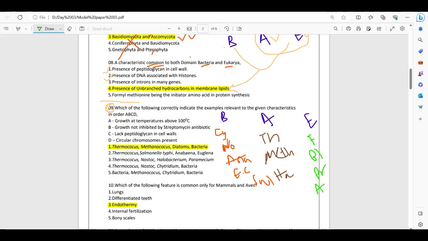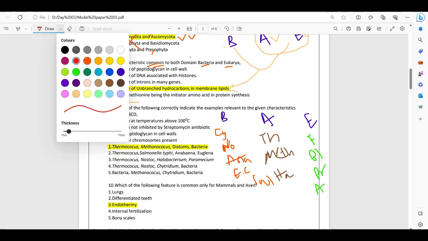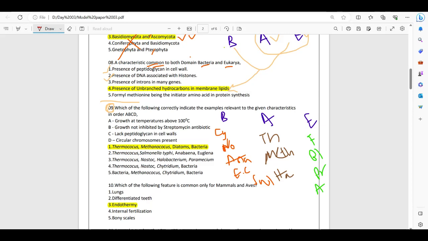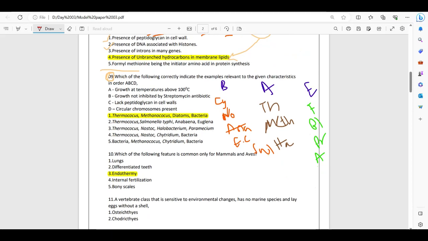So I will be writing B, A and E with regards to each and every domain present in these examples. So the first one, Thermococcus, is from domain archaea, and Methanococcus again domain archaea, diatoms from kingdom Protista, which is domain eukarya, bacteria, domain bacteria.